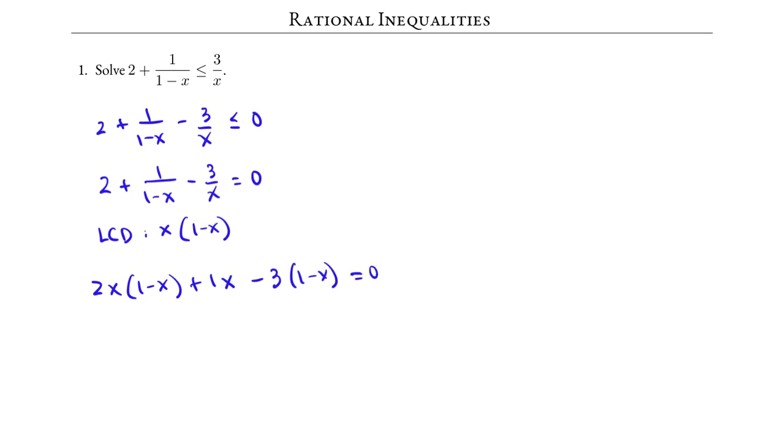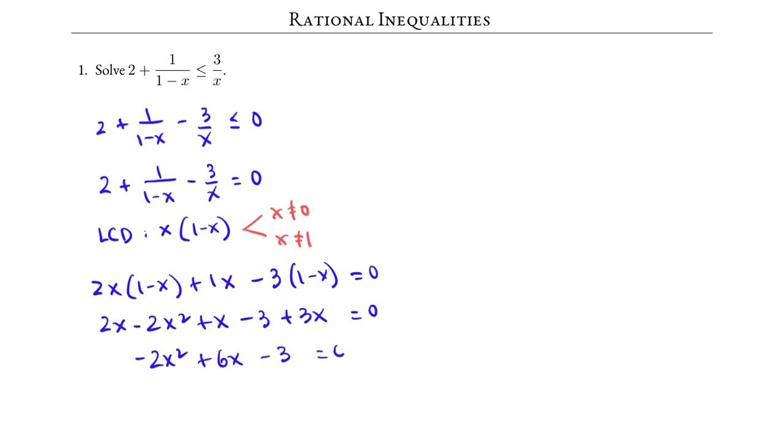We don't need to write the denominator, but keep in mind that whatever x we are after, we need x to be not equal to 0 and x not equal to 1, because these two values would make the denominators 0. Simplifying this, we have 2x minus 2x squared plus x minus 3 plus 3x equals 0. This is negative 2x squared plus 6x minus 3 equals 0, or 2x squared minus 6x plus 3 equals 0.